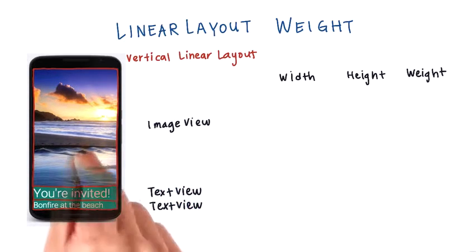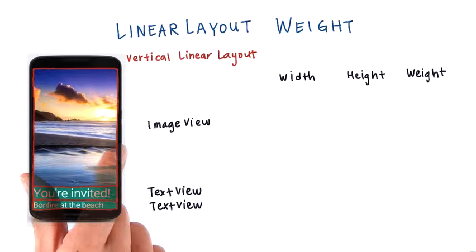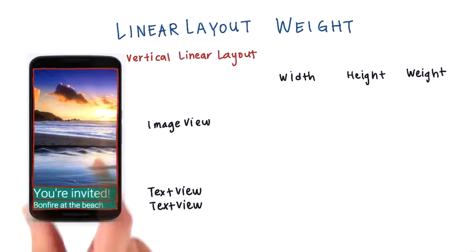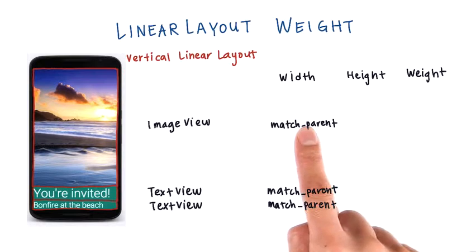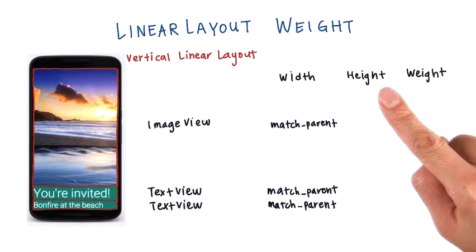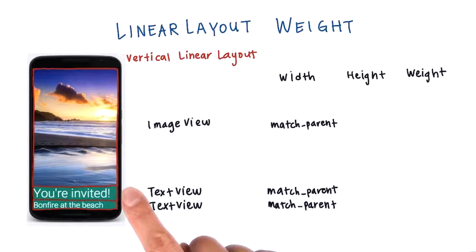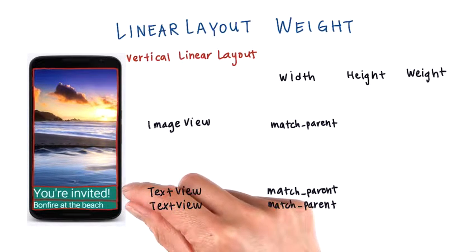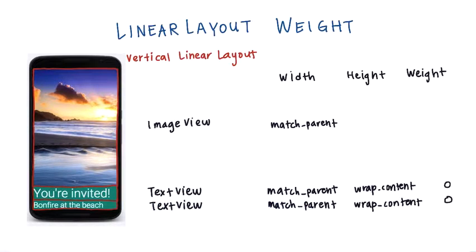Then for the image view, we want it to also be as wide as the parent, which in turn is as wide as the device. So we set that to be match parent. Same for the 2 text views. We want them to match the full width of the device, so it's match parent. Then we work on the height of each view. These two text views are easy because they wrap to the content inside of them. So we set wrap content for the height of each text view. We also set the weight values to be 0 because we don't want these values to change even if there's available space in the parent.